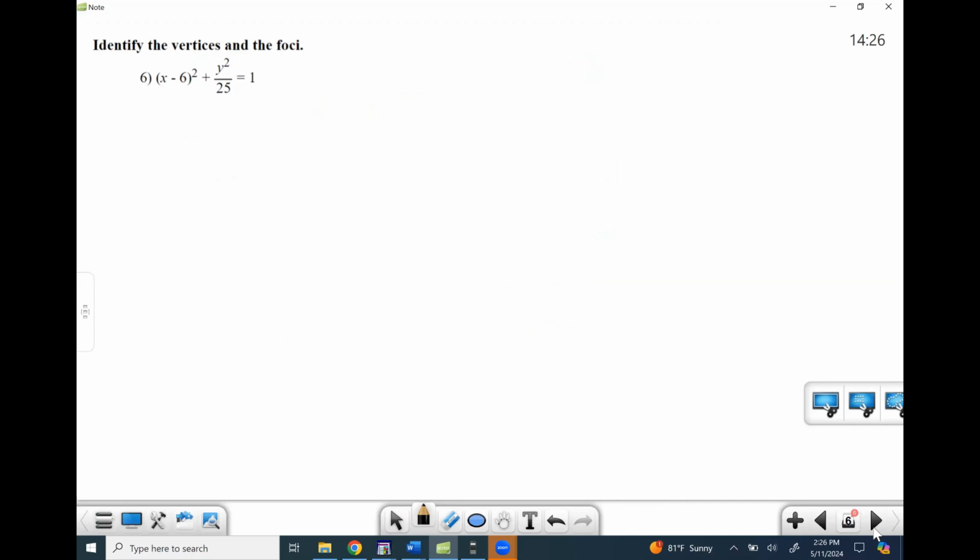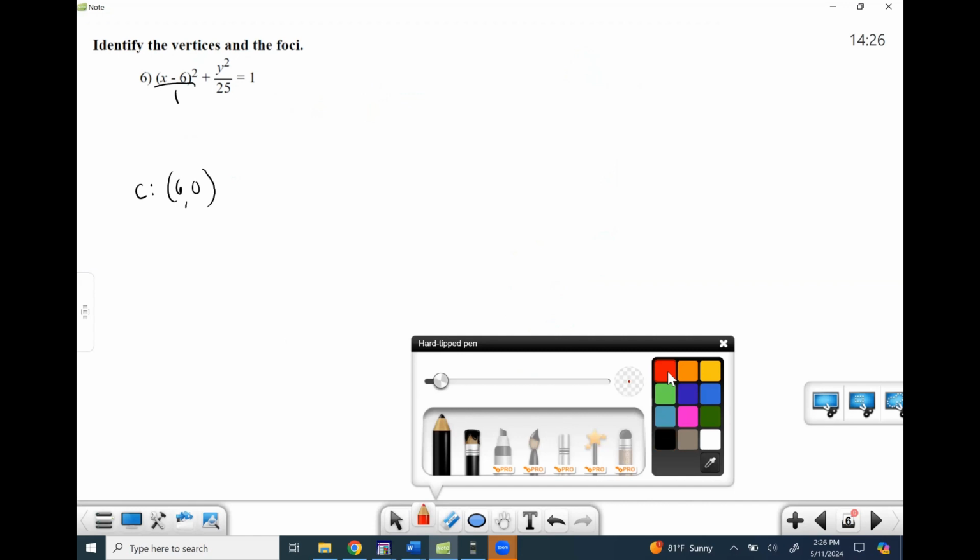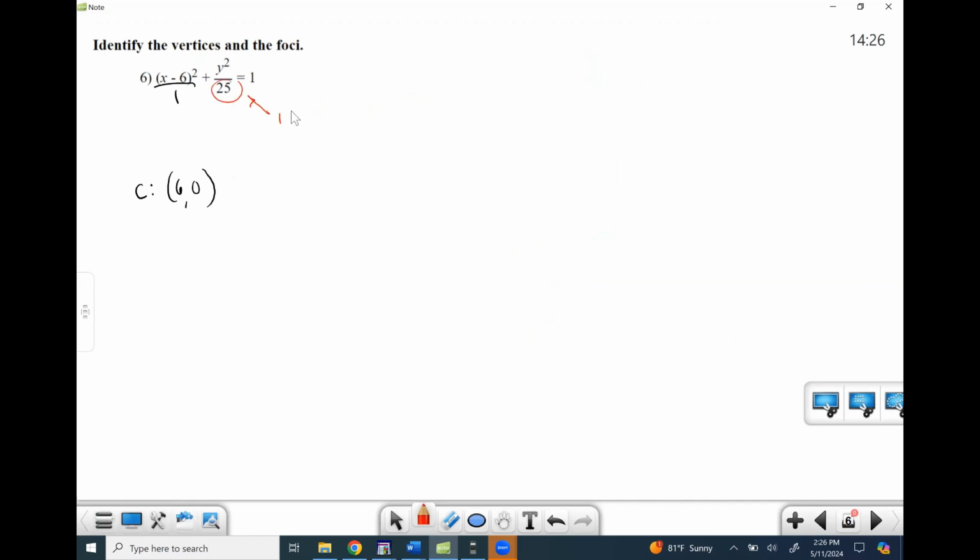All right. Identify the vertices and the foci. I'd like to put an over 1 here, just so that way it looks like all the other problems. But we're going to go in and get the center first. So we're going to change the sign on the 6. So it'll be a +6. There's nothing with the Y, so that means 0. Now we can see that we are bigger in the X, right? Or sorry, bigger in the Y direction. Because the bigger number's under Y. So we're going this way.